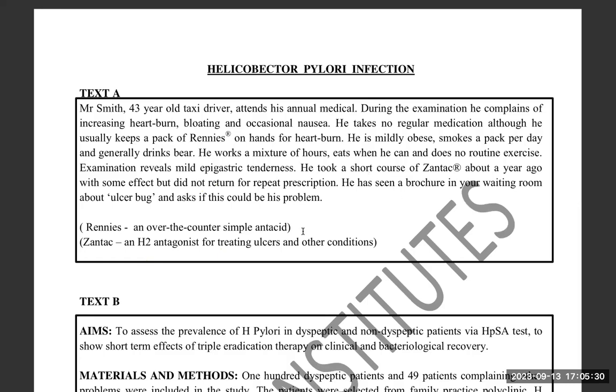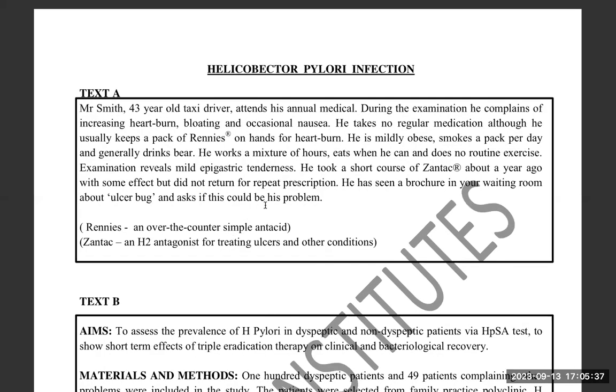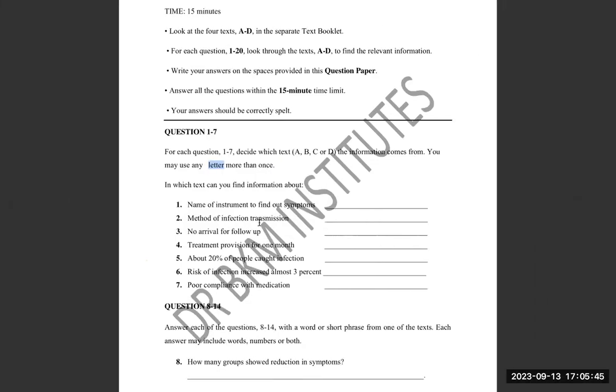Brochure in your waiting room, ulcer bug. So A, D, no arrival for follow-up. So no arrival for follow-up, but did not return for repeat. Thank God I could find one more. A for sure. Did not return for repeat prescription. A 100% sure.